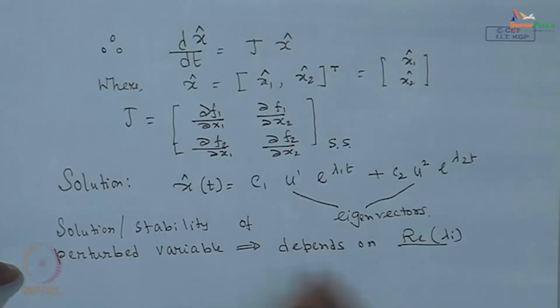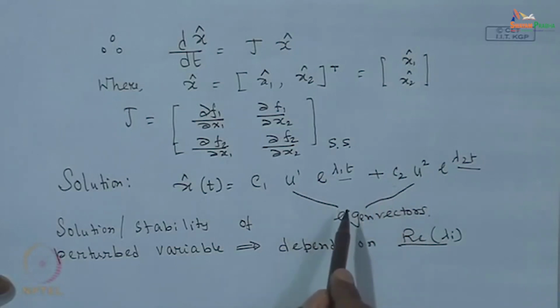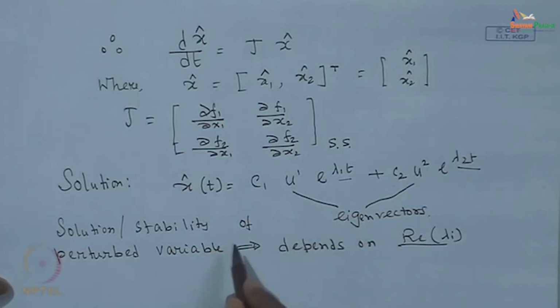So, the real values of the eigenvalues will dictate whether the perturbation variable will grow in time or die down with time. If the real value of lambda is positive, even if only one of them is positive, the whole solution, the disturbance variable, will grow in time. If all of them are negative, then it will be a stable solution, and the perturbed variable will die down with respect to time.